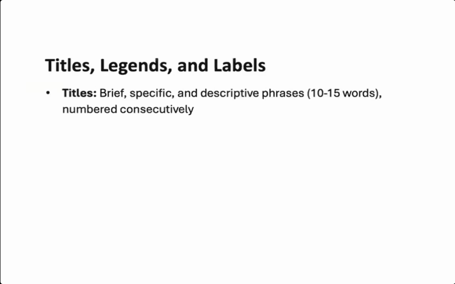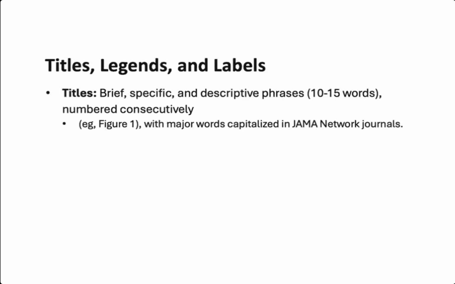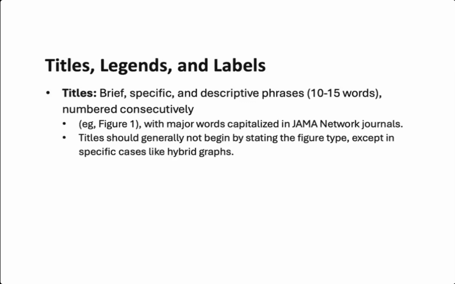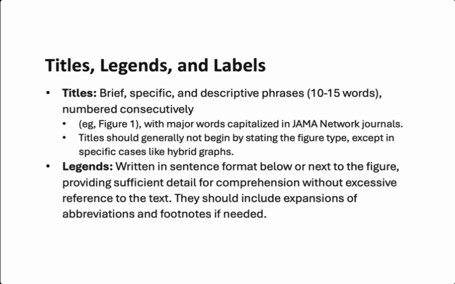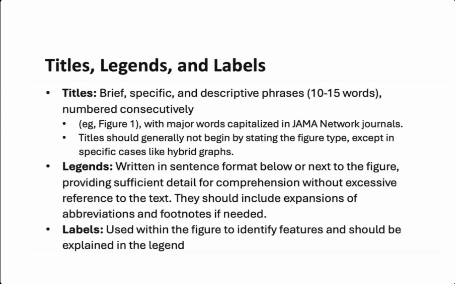Titles, legends, and labels. Titles should be brief, specific, and descriptive. So 10 to 15 words, numbered consecutively. So, for example, Figure 1, with major words capitalized in JAMA Network journals. Titles should generally not begin by stating the figure type, except in specific cases like a hybrid graph. Legends should be written in sentence format below or next to the figure, providing sufficient detail for comprehension without excessive reference to the text. And they should include expansions of abbreviations and footnotes if needed. And then labels should be used within the figure to identify features and should be explained in the text.